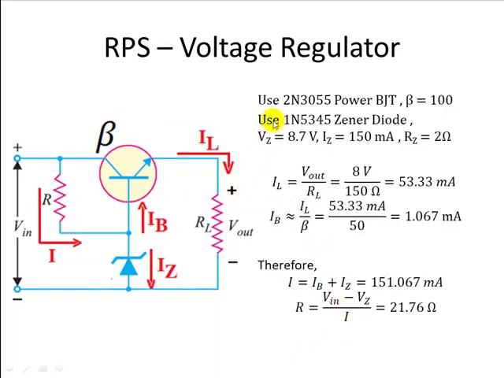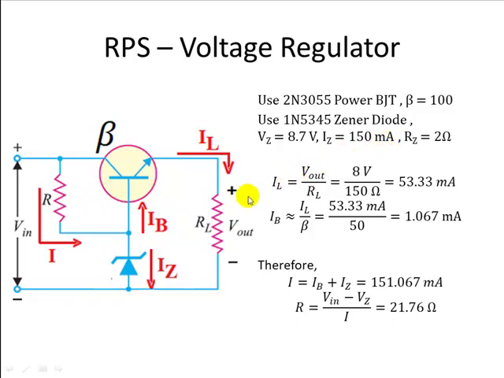So I have found one such Zener diode whose breakdown voltage is 8.7 volt, that is 1N5345. This Zener diode has a Zener breakdown voltage of 8.7 volt that fits my requirement. And also I will use the 2N3055 power BJT whose nominal beta or hFE is 100. So I will start my design. So Vz is 8.7 volt, and from the data sheet I have noted down what is the current that flows when the Zener diode enters the breakdown region, that is around 150 milliamp.